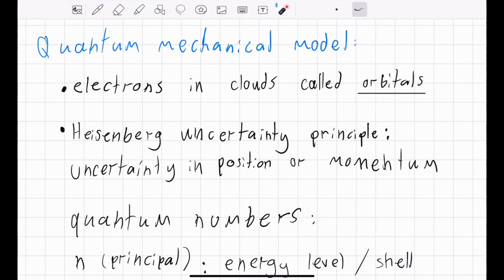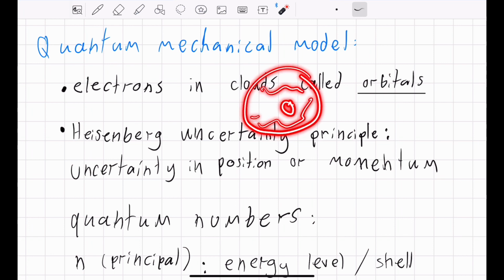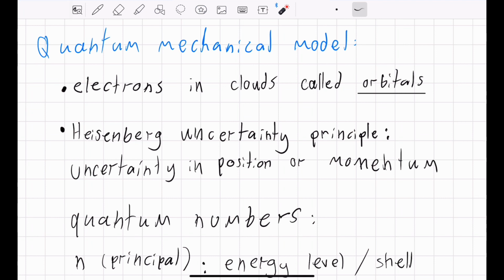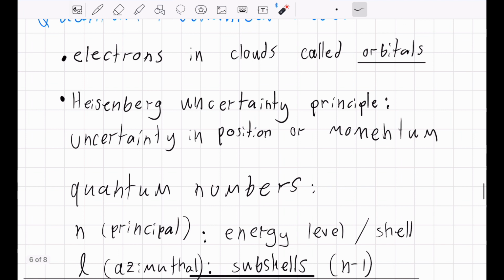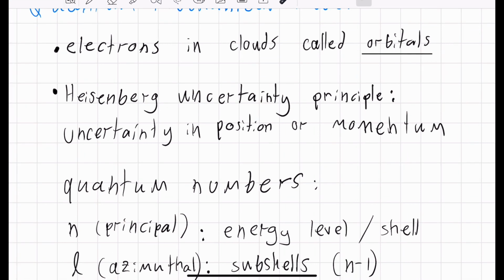Okay, so I know I've mentioned the quantum mechanical model a couple of times to refer to other theories, but now I'm going to go in depth and explain what it really is. So it describes atoms as containing a nucleus surrounded by clouds of electrons, and these clouds of electrons are called orbitals. And so there's a few principles you need to know regarding the quantum mechanical model, and the first one is the Heisenberg uncertainty principle, which says that we can't know the position and momentum of an electron simultaneously.